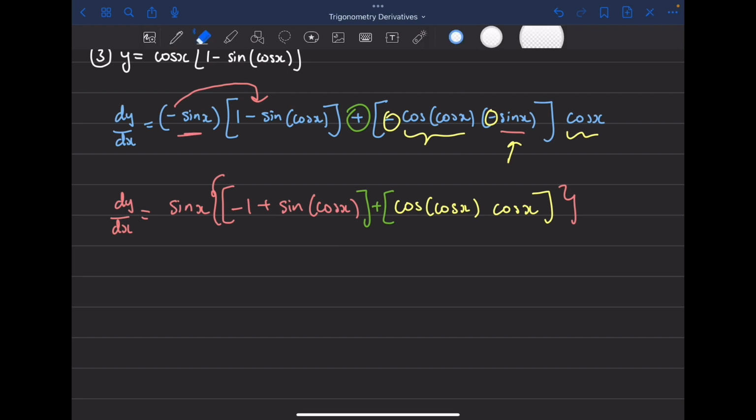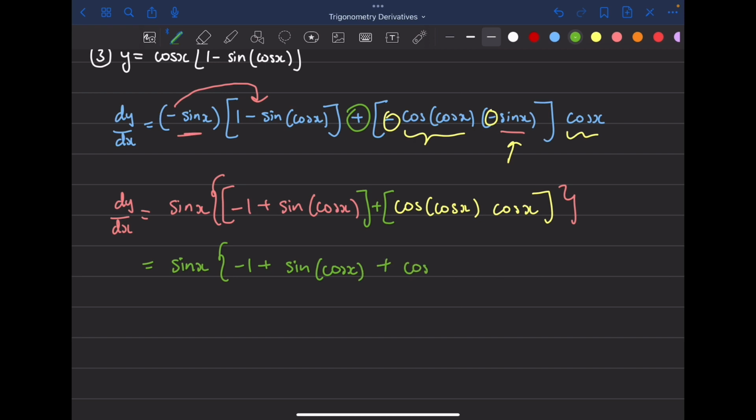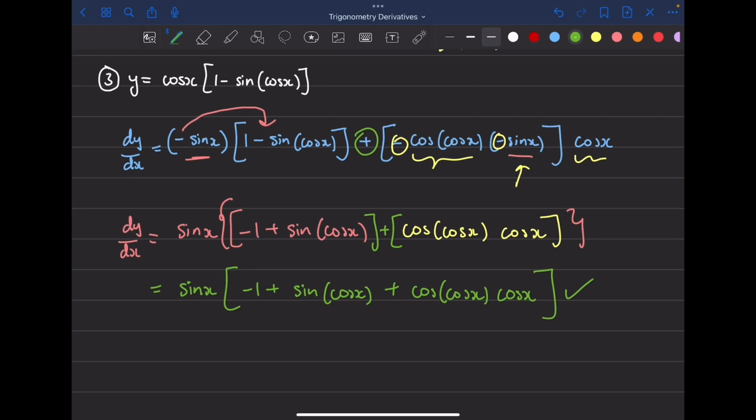Okay, so I'm going to make this look nicer once again, but this is also equal to sine x multiplied by -1 plus... I'm going to actually move the bracket like I said, I forgot that. But -1 plus sine of cosine x, and then plus cosine of cosine x times cos x. And that's it. So we have, I'm going to make this a bracket that looks like that. And we are done. So this was a bit more difficult because we also had chain rule involved.